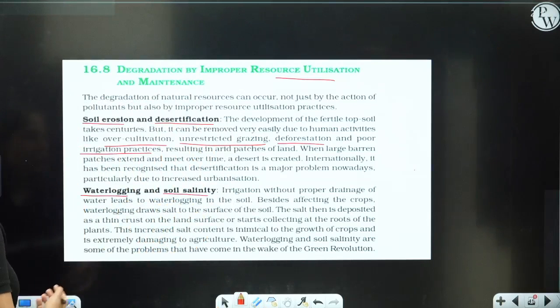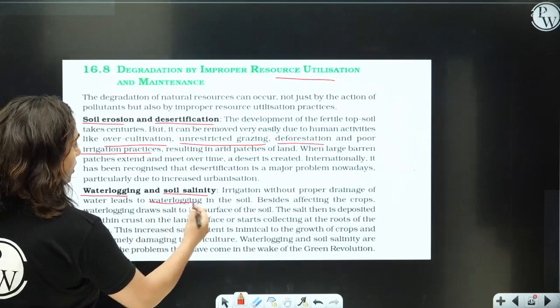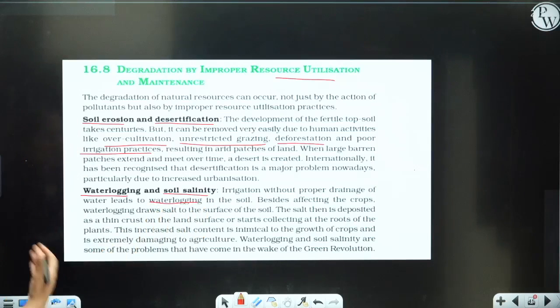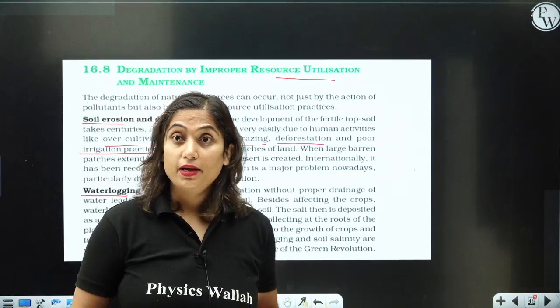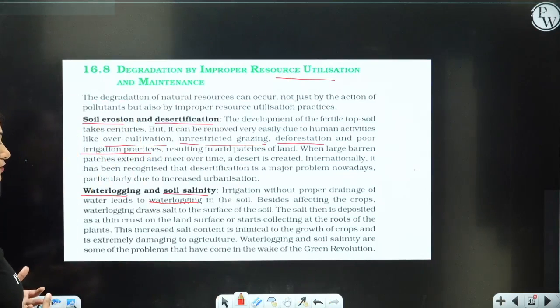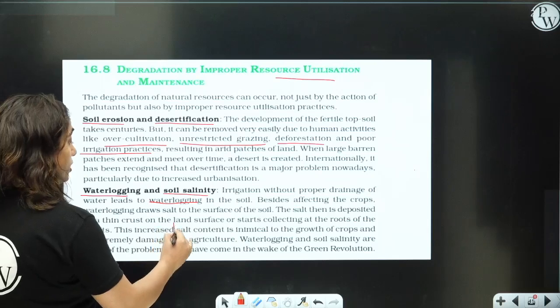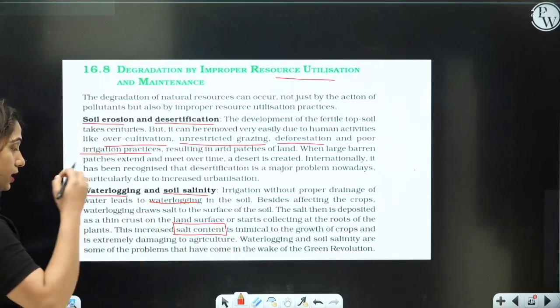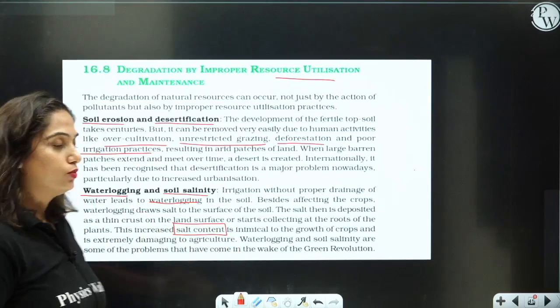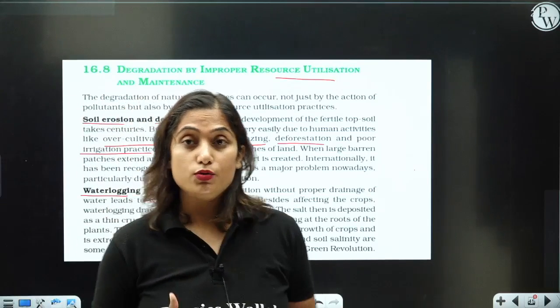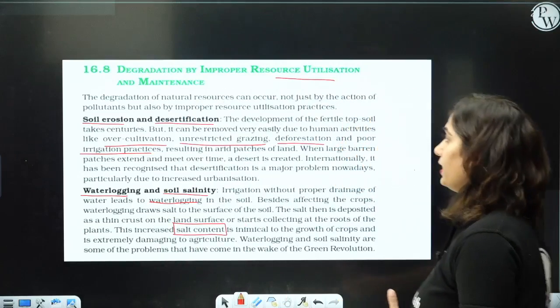What happens is that sometimes we waterlog our soil. We provide water which is not required, right? So water logging is not good for the fields. And the increased salt content in the soil can also reduce the growth of crops. So because of the overuse of the soil, the soil nutrients are getting depleted.